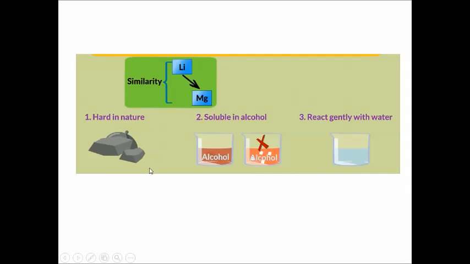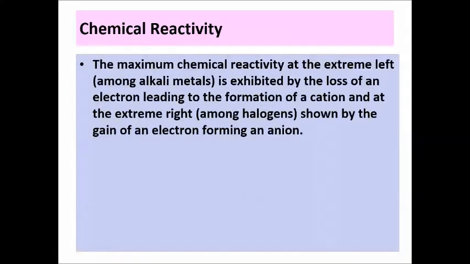So this way we can explain the anomalous behavior of the second period elements. The next periodic trend is the chemical reactivity. The maximum chemical reactivity at the extreme left, that is among the alkali metals, is exhibited by the loss of electron. And if there is loss of electron, it forms a cation. And at the extreme right, that is among the halogens, they show gain of electron. That means there is the formation of an anion. So this is the chemical reactivity at the right and the left of the periodic table.